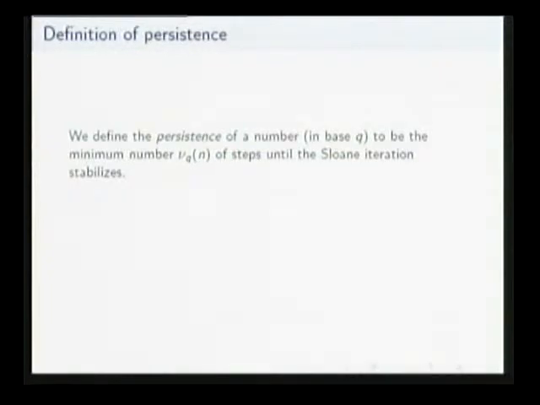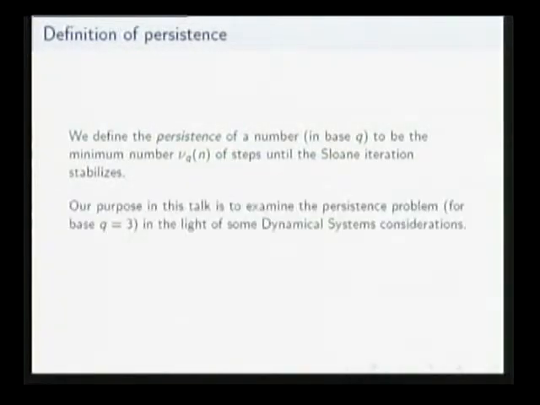So the persistence is this number, nu sub q of n. My purpose in this talk is just to show you how one can use some ideas from dynamics, more specifically from ergodic theory, to address this problem. But we're not going to solve the problem.